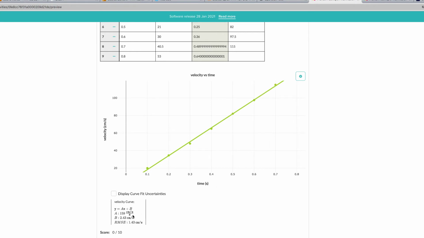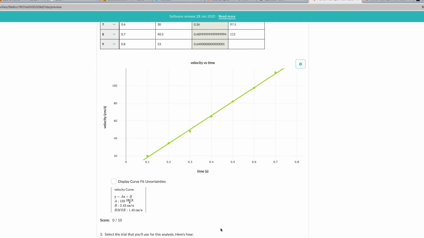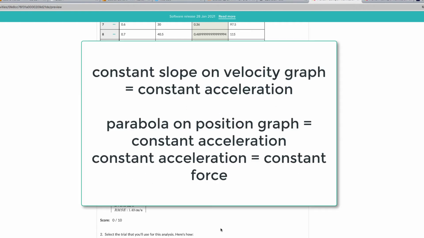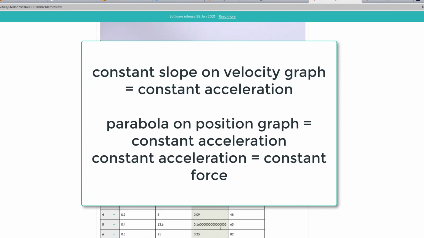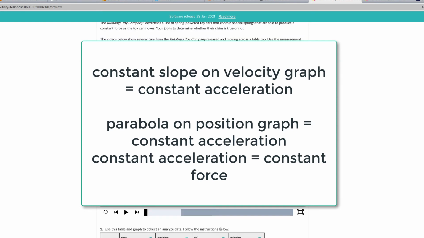So what I'm finding is that if I do a line here, and the line is constant, and it is, then I have a constant slope of 160 centimeters per second every second. So yes, it's a constant slope, and because it's a constant slope, there's a constant force acting on it. Constant slope on velocity graph means constant acceleration.